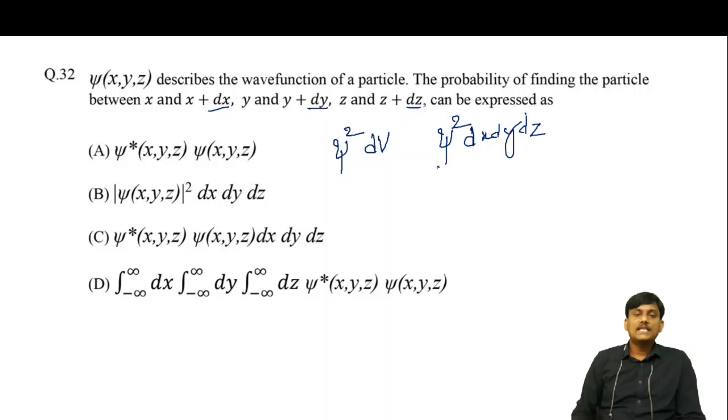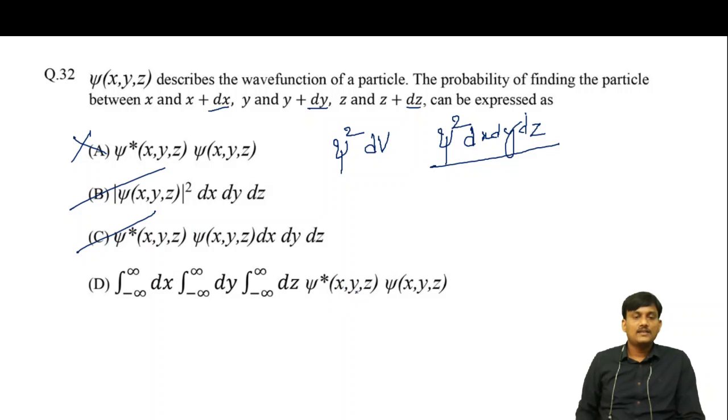So how can you express psi square dx dy dz? Option A is not correct, because there is no volume element. In this case, modulus psi of xyz square dx dy dz, this one is correct. And psi square can be written as psi star xyz into psi xyz dx dy dz. It is also correct.